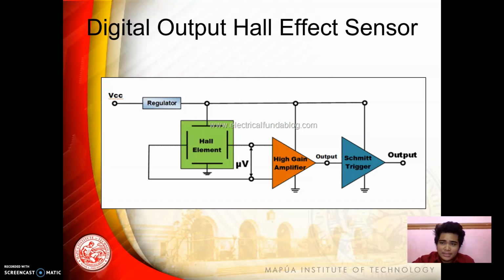On the other hand, the digital output Hall effect sensors have only two outputs, on and off. These sensors have an extra element, a Schmitt trigger, added as compared to analog output Hall effect sensors. It is the Schmitt trigger that induces a hysteresis effect, and so two different threshold levels are achieved. Accordingly, the output of the entire circuit will be either low or high.